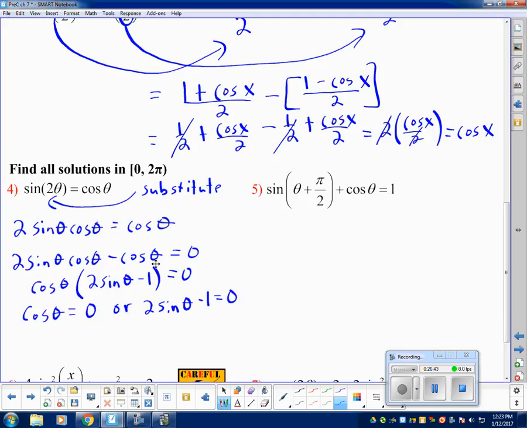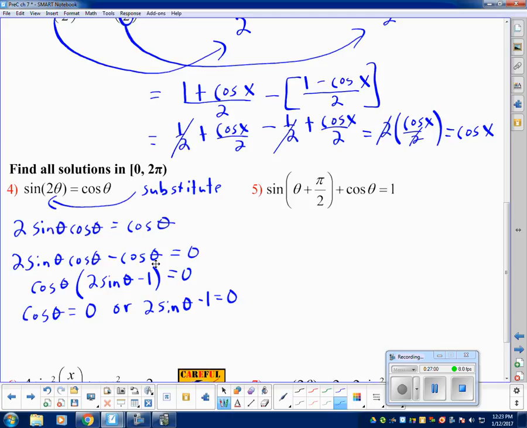Now we have to get used to seeing factoring in terms of other functions. That's the tricky part, right? I'm not asking you to factor the linear function x. I'm asking you to factor sines and cosines. It's a little hard.